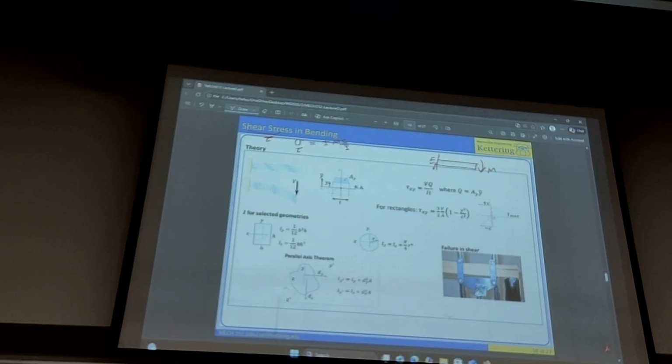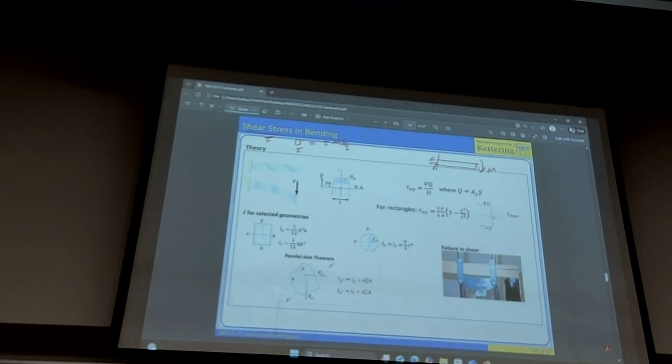Again, I'm giving all of the equations collected from the textbook in one slide for shear due to bending. There are two equations for this. First of all, let's go over the theory. Suppose I apply this load, this force at the endpoint. It bends downward.